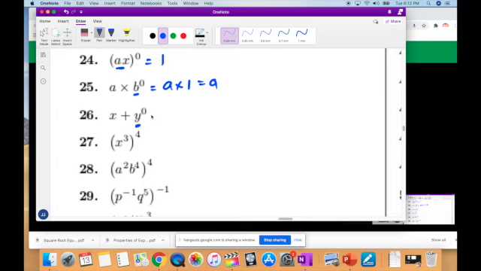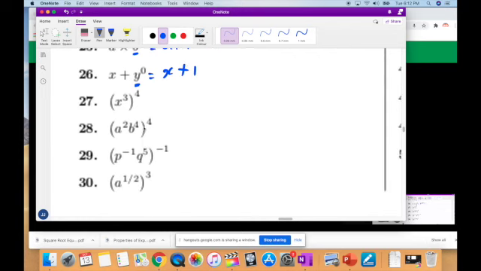This will end up being 1, so I'll have x plus 1, and there's nothing I could do with that, so that's the answer. That just stays right there. Over here, you just multiply your 4 times 3, so x to the power of 3 times 4. 4 3s are 12, x to the 12.